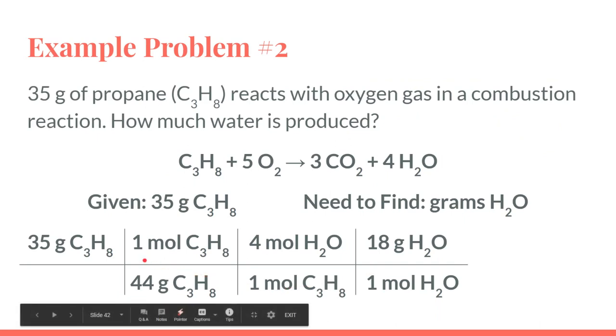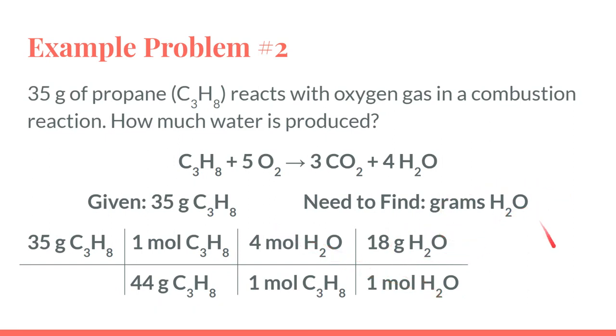So looking at our dimensional analysis, we have grams of propane up, grams of propane down, those cancel out. We have moles of propane up and moles of propane down, those cancel out. We have moles of water up and moles of water down, those cancel out. And we are left with grams of water, which is what we wanted, so we are good to go.